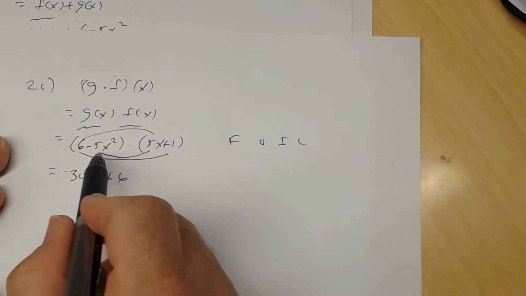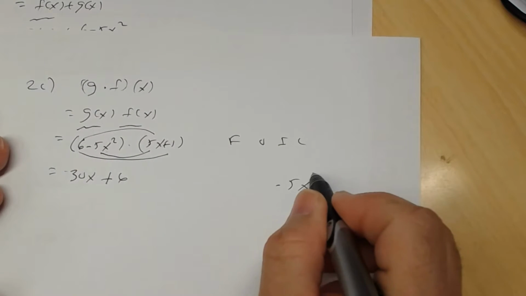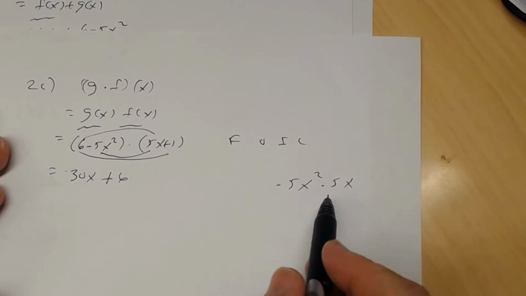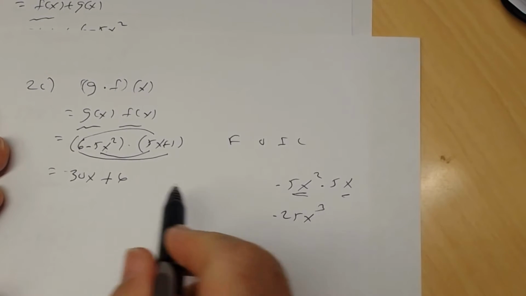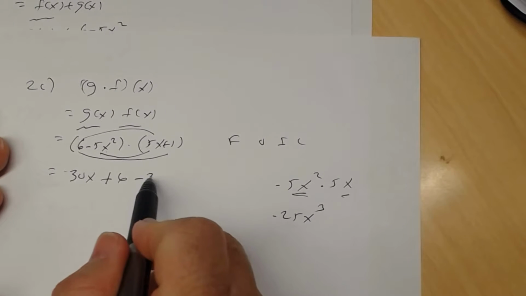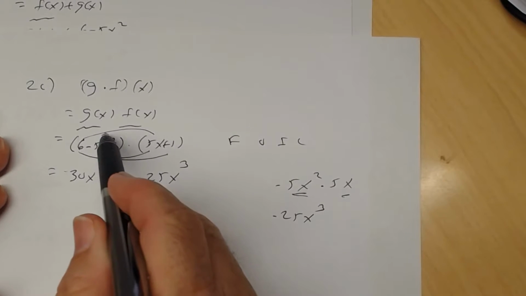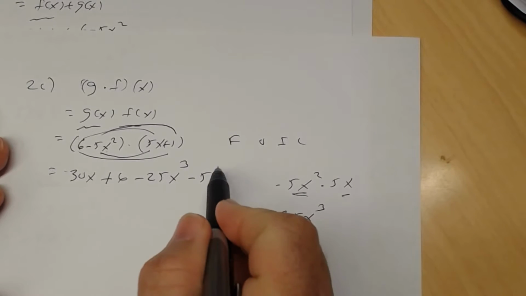The inner, a negative 5x squared times a positive 5x. Notice what I'm saying. A negative 5x squared times a positive 5x. A negative 5 times a positive 5 is a negative 25. X squared times x is x cubed. So that'll be minus 25x cubed. And then the last, a negative 5x squared times a positive 1 is a negative 5x squared.